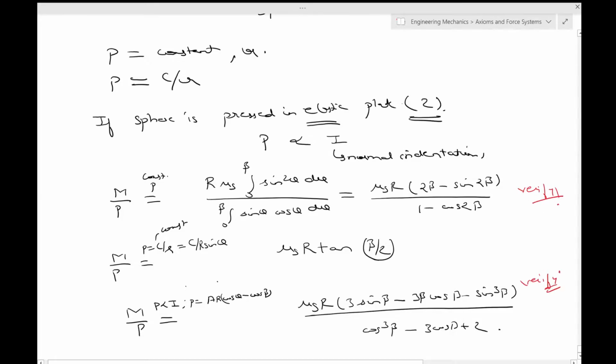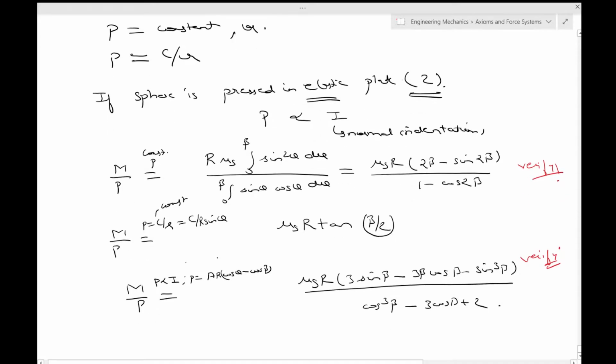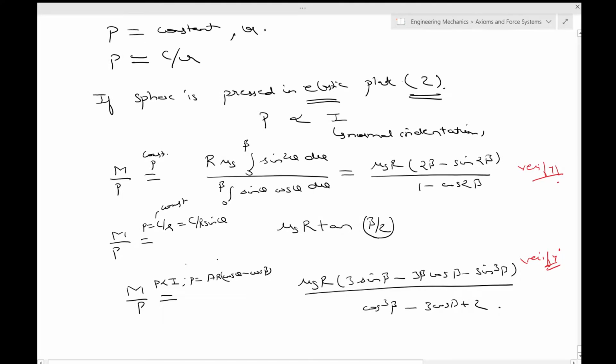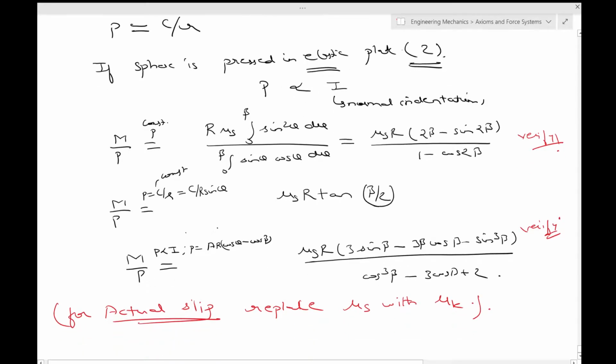Check whether all this is clear. And it is needless to say that this was all for impending slip. For actual slip, replace mu s with mu k. Okay, so this is what can be said about spherical ball bearings. These are very common in our applications, say of a bicycle. We have seen lots of them.